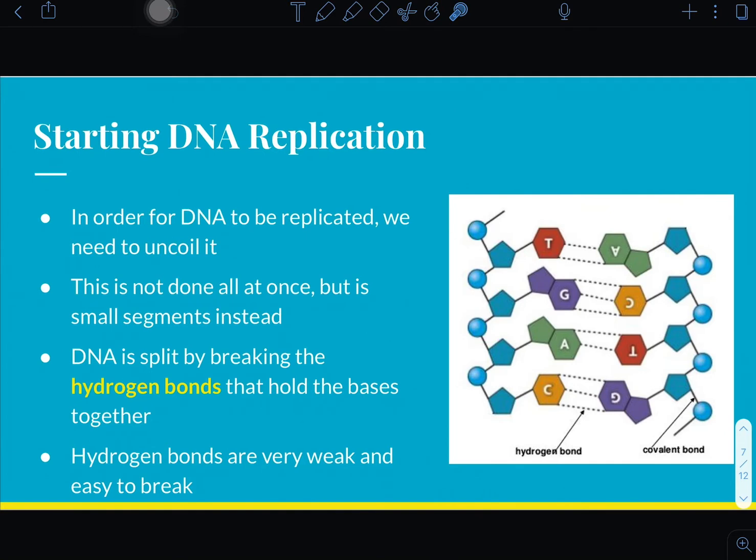So how does DNA replication start? Notice this picture. These strands are running in opposite directions. We call that anti-parallel. And Chargaff's rule: C's and G's, A's and T's, right? In order for DNA to be replicated, it first has to uncoil, and this is done in small segments at a time. Then they split these hydrogen bonds. These are the hydrogen bonds right here. We go through and split this, and then the strands actually separate right along those nitrogenous bases.